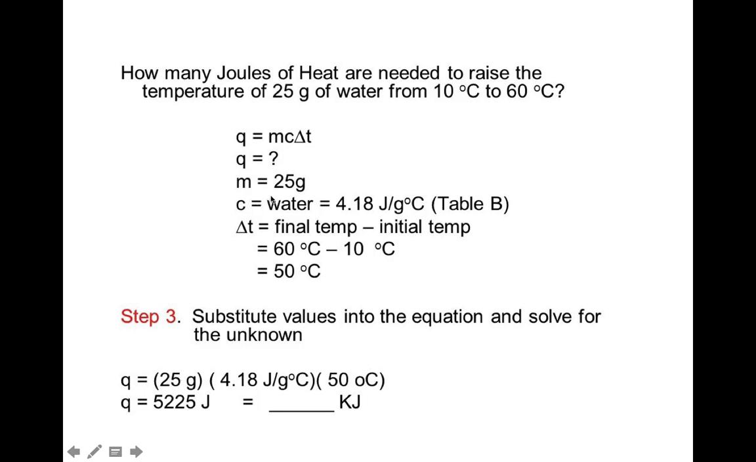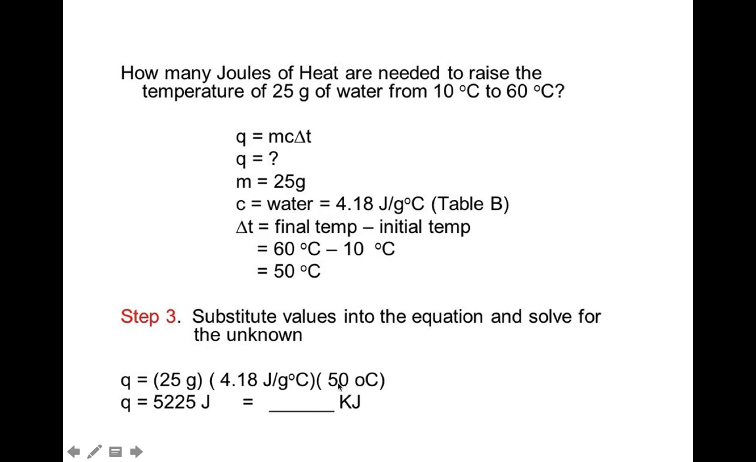What's the M? The M is 25 grams. What's the C? I gave it to you. It's 4.18 joules per gram degree C. What's the temperature change? It's 50 degrees C. And notice the units are going to cancel. Degrees C cancel. Grams cancel. We are left with joules.